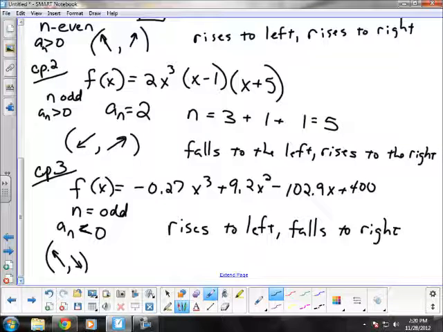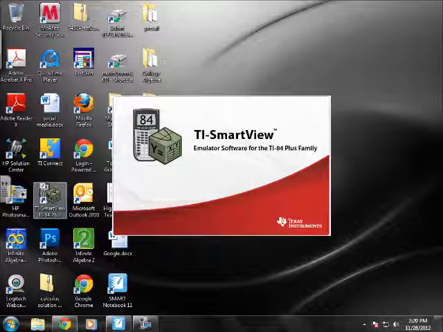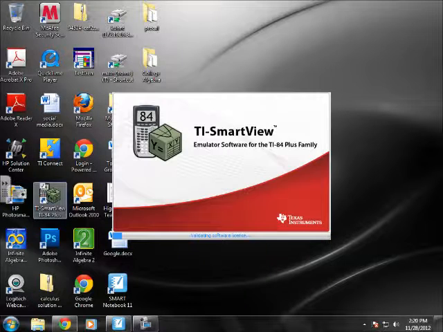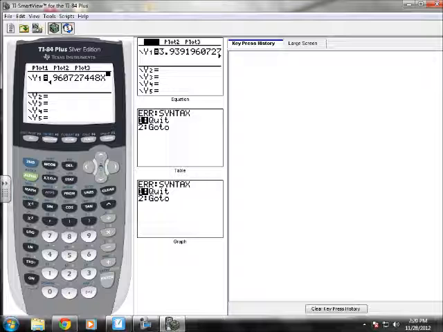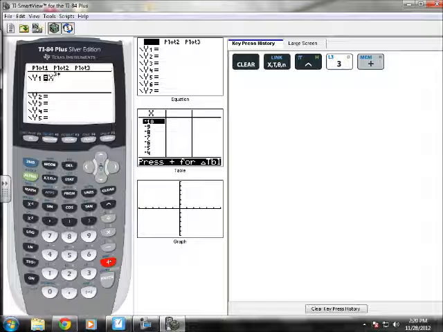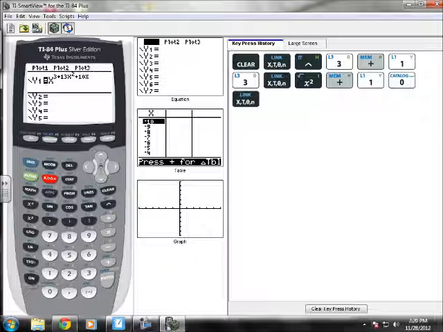Now, get your graphing calculators out. In y equals, I want you to type in x to the third plus 13x squared plus 10x minus 4. Oh, darn it.